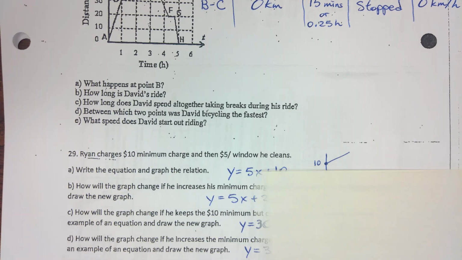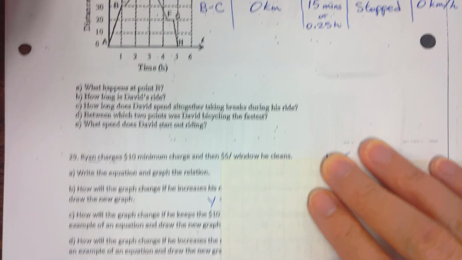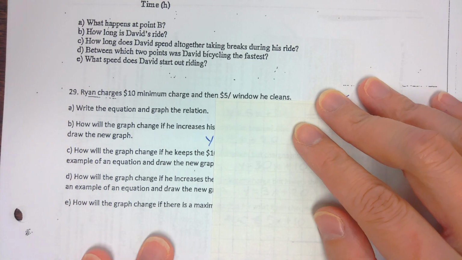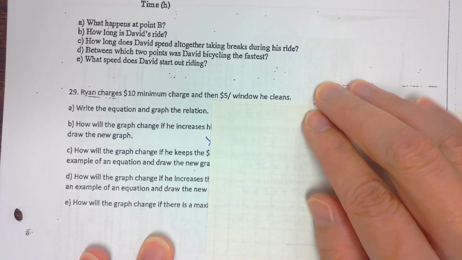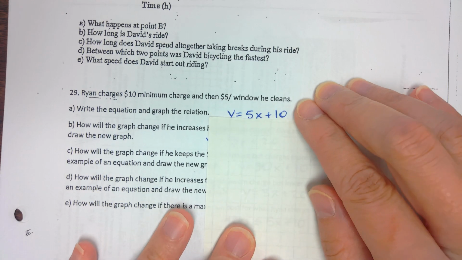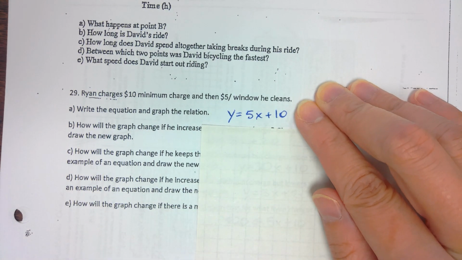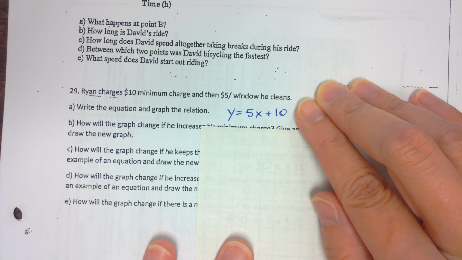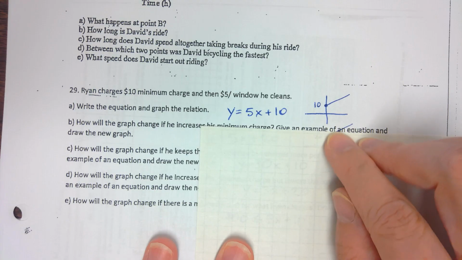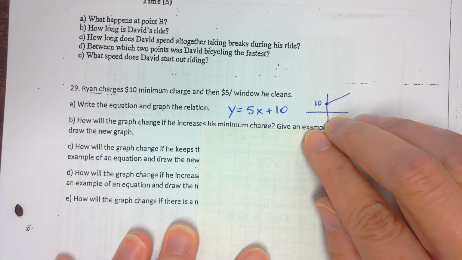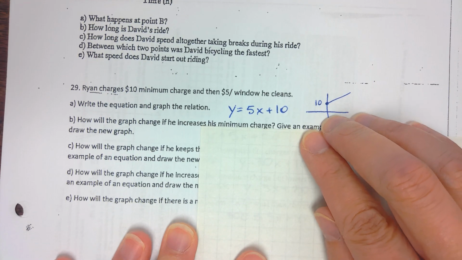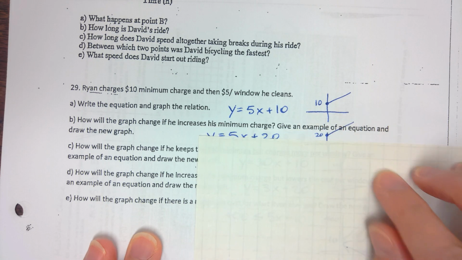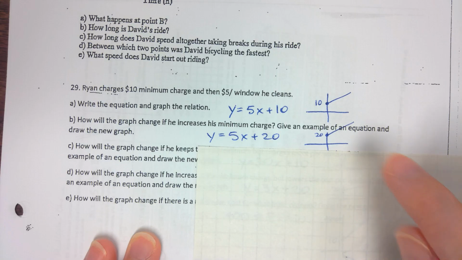Last one right here, number 29. Ryan, you have a window washing business. Are you making money or losing money? You're charging people $5 per window and you have a $10 minimum charge. So your graph looks something like this. What if you decide to increase your minimum charge? What do you change? Y-intercept. So it becomes something like this.